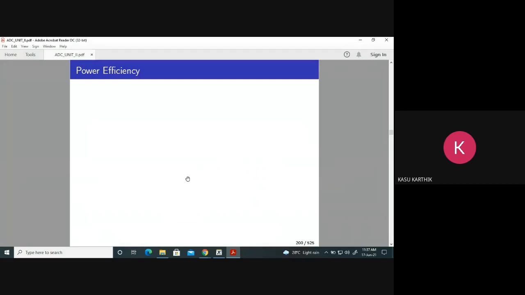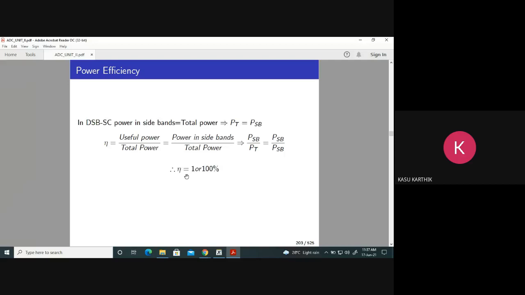What is the power efficiency? Power in sidebands by total power. So what are we transmitting as total power? Two sidebands, isn't it? It is 100%. No power is being wasted. We are wasting bandwidth, but we are not wasting power. Why is it happening? Because we are not transmitting a carrier, which does not contain any information.